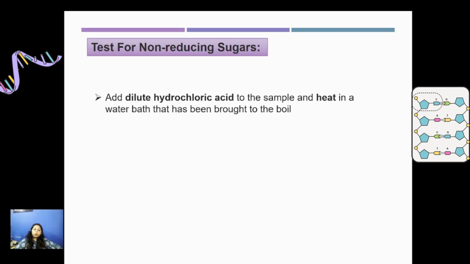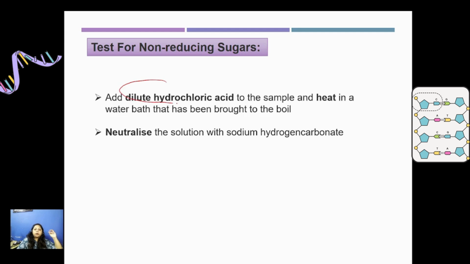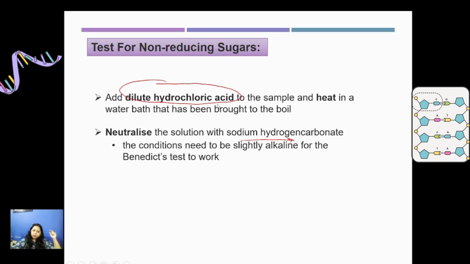So what we are going to do next: when we add dilute hydrochloric acid, we are actually giving a condition to the sucrose. The next step is we have to neutralize this dilute hydrochloric acid. And how do we neutralize? We add sodium hydrogen carbonate. So what is the purpose behind neutralizing it? So that we can give it an alkaline environment, because certain reagents need a certain type of alkalinity or acidity to react. We need a certain environment, so we just add sodium hydrogen carbonate.